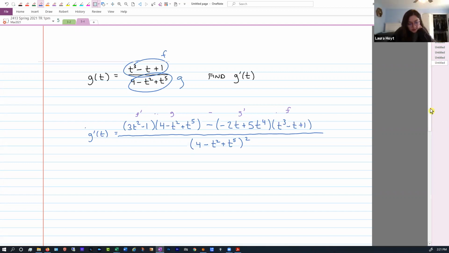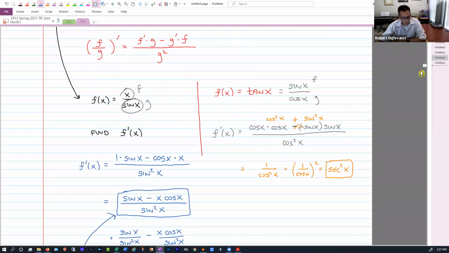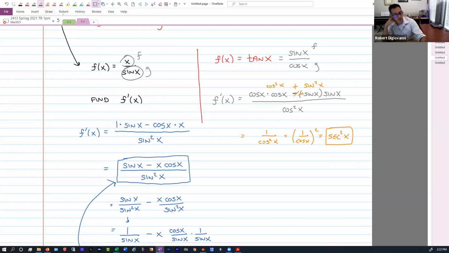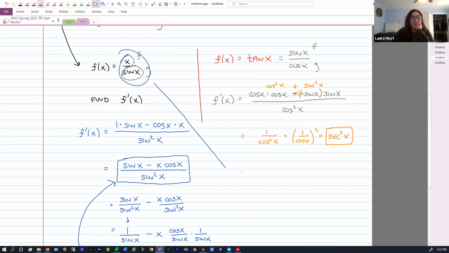I have a question about the first one, the x over sine x. Could you just change it to x times cosecant x and do the product rule? Yes, good question. You could do that. So the question was, could you rewrite the original function as x cosecant x, and then take the derivative and use the product rule instead?